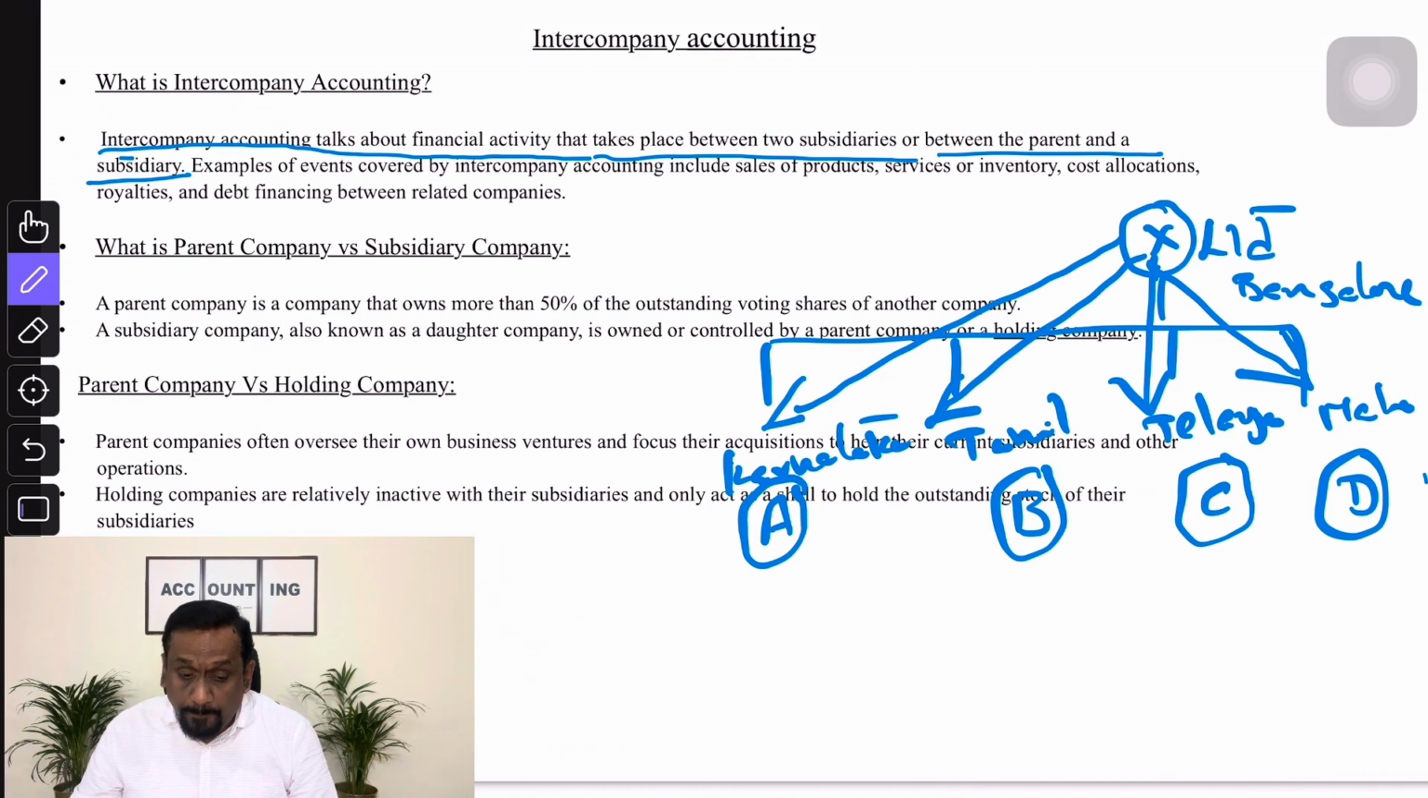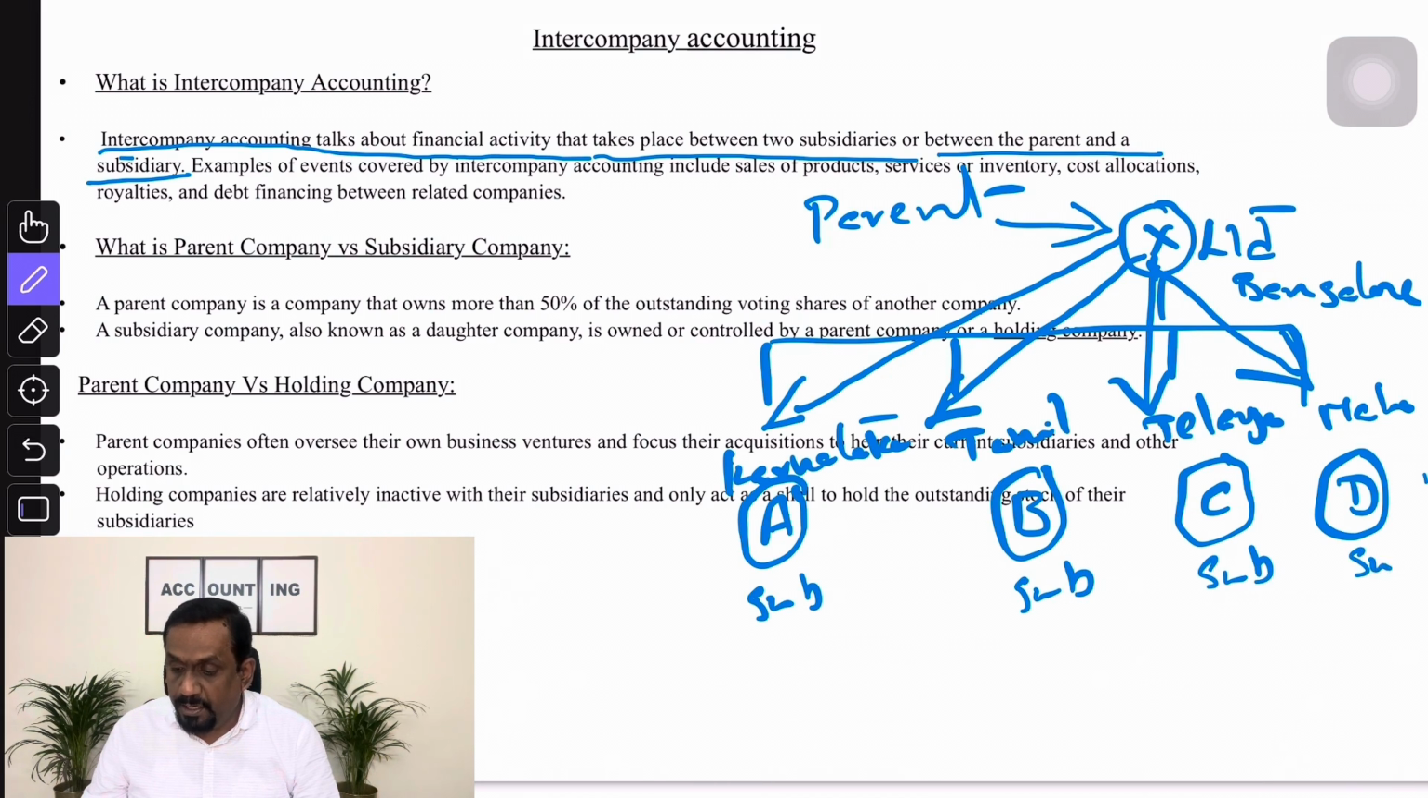Right? So, these companies, A, B, C, D companies, are called subsidiary companies, and X company is called the parent company. X company is called parent company because that is the major company who invested in A, B, C, D, right? So A is called subsidiary, B is also called subsidiary company, C is also called subsidiary company, D is also called subsidiary company of X Limited. Clear?